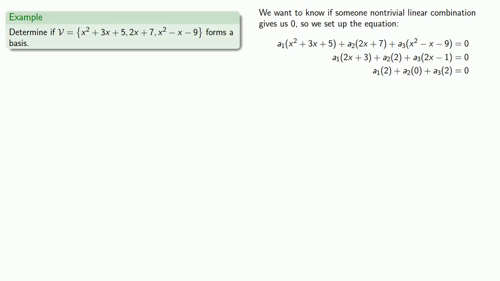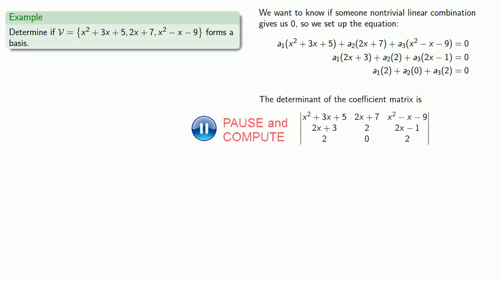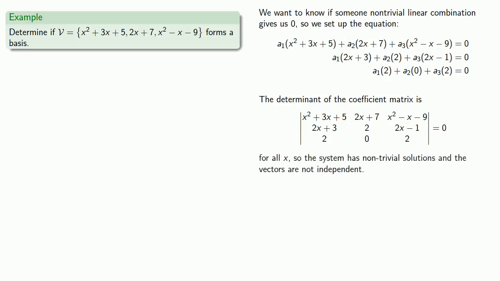Whether our original equation has non-trivial solutions depends on whether or not there is a unique solution to the system of equations. And we can answer that question by finding the determinant of the coefficient matrix, which will in fact be 0. And so our original equation has non-trivial solutions, and our vectors are not independent. Consequently, V does not form a basis.